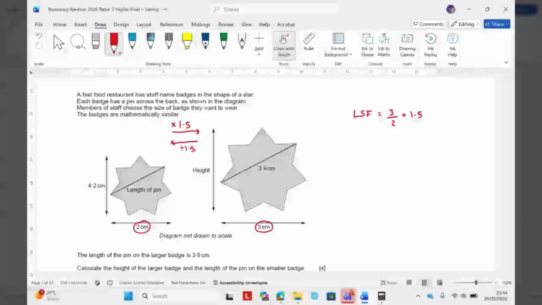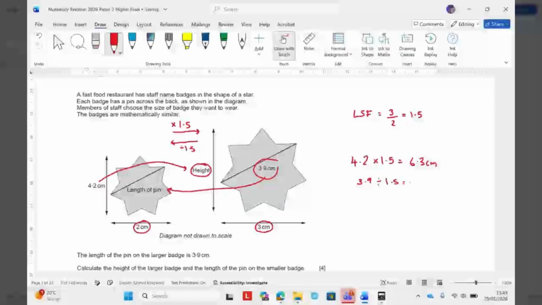So it starts by saying, what is the height? So the height is this number, 4.2 times 1.5. Okay, I believe that's 6.3, but use your calculator to check. And then we're going to go to get the length of the pin. We're going to work backwards here. So 3.9 divided by 1.5. Again, you use a calculator, but I believe that's 2.6. Just double check for me, okay?